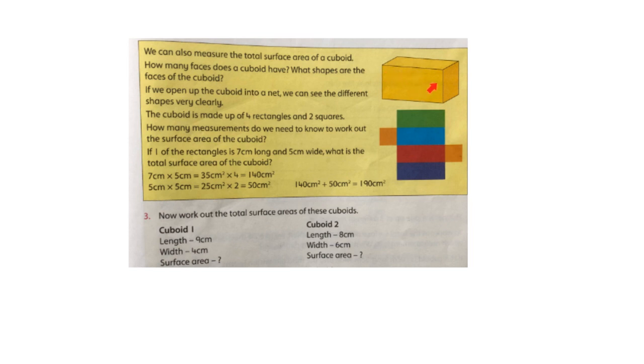This cuboid here is made up of 4 rectangles and 2 squares. Similarly to the cube, it has 6 faces, but unlike the cube, it has 4 rectangles and 2 squares. So how many faces does the cuboid have, and what shapes are the faces? It has 6 faces: 4 rectangles and 2 squares, for this particular cuboid.